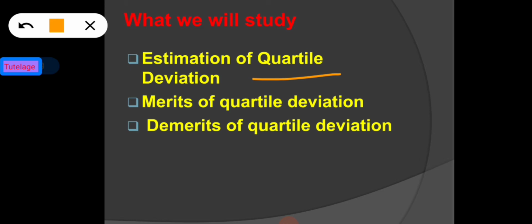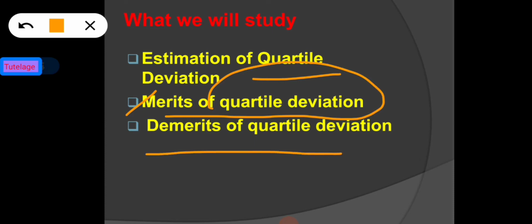Next is the merits of quartile deviation, and the last one is the demerits of quartile deviation. At first we have to discuss the estimation or calculation process, and then the next topic, which is the advantages and disadvantages of the quartile deviation. So learner, let's move on to the main slide and begin the session.